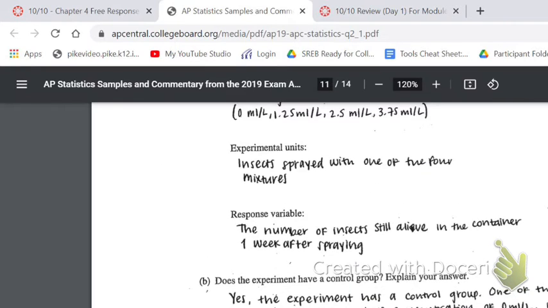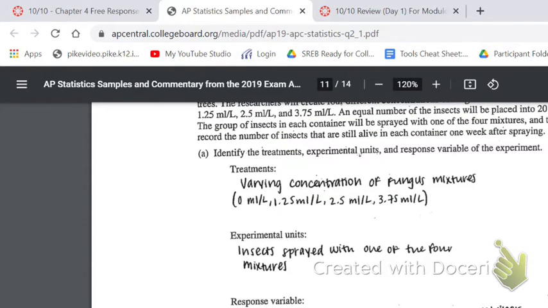So I want to go through it a piece at a time. On part A, what did they get correct? The treatments, okay. Did they get the experimental units correct? No. It's the containers. The containers are what are being assigned to these groups, so those would be the experimental units. So they did not get the experimental units part correct.